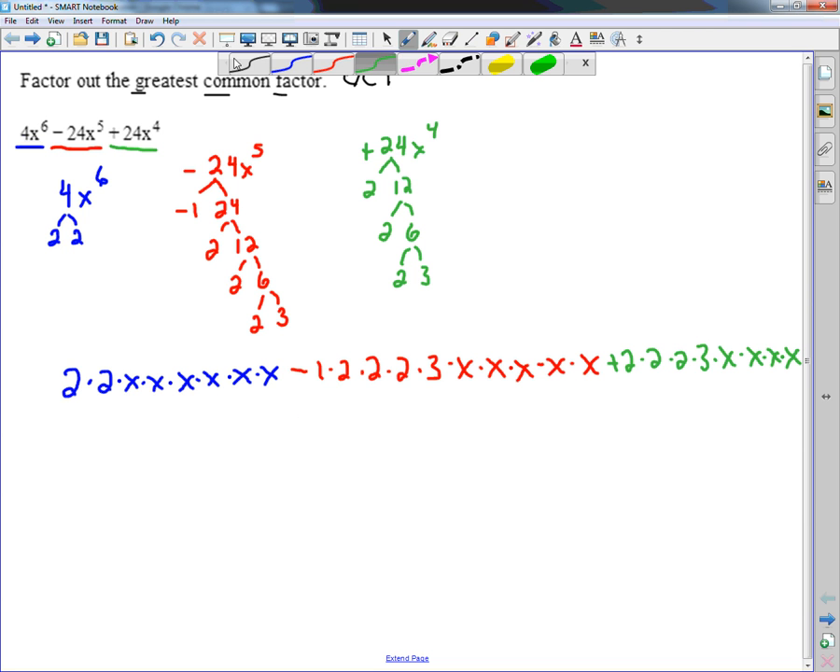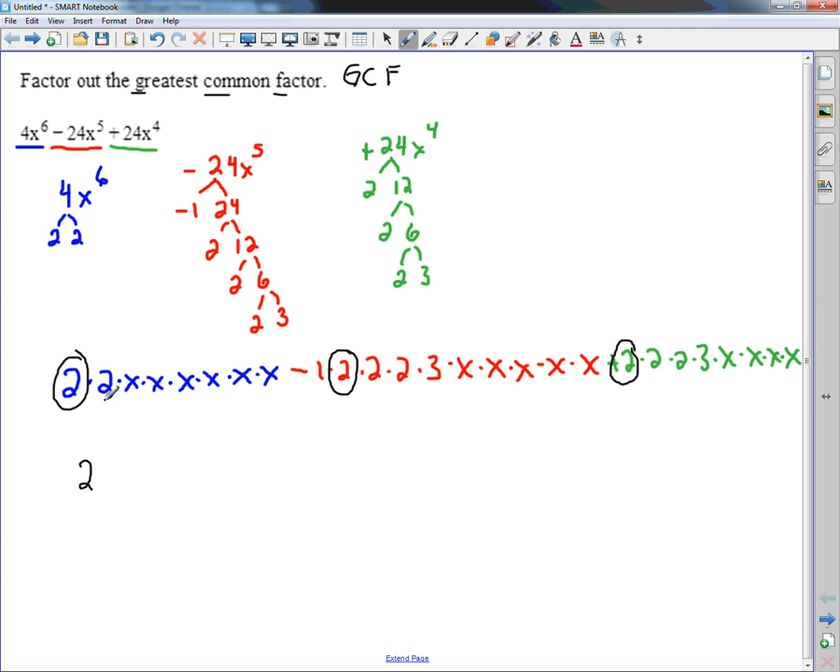So we've broken everything down, and now we want to go through and find out what they have in common. We want to look at the blue, the red, and the green and see what they have in common. The first thing I want to do is, do they all have a 2? Well, yes, they all have a 2. Okay, so I'm going to remove one 2. The GCF is going to be in front of my parentheses.